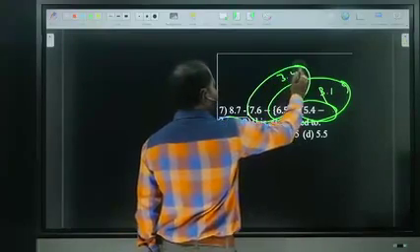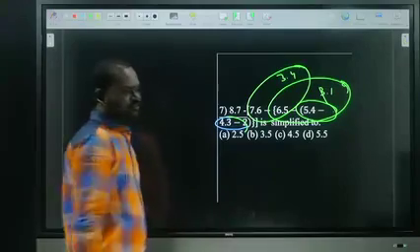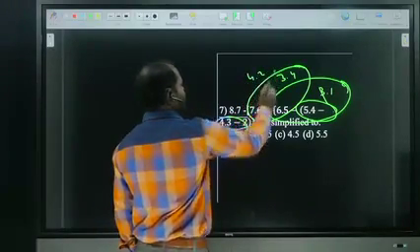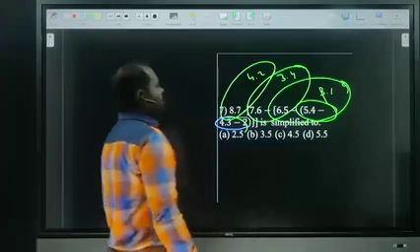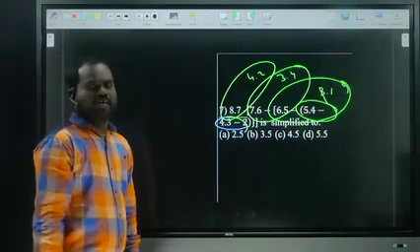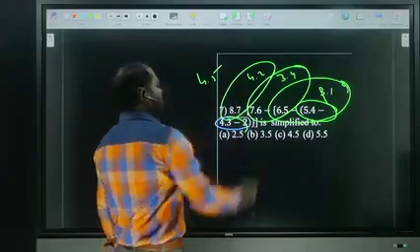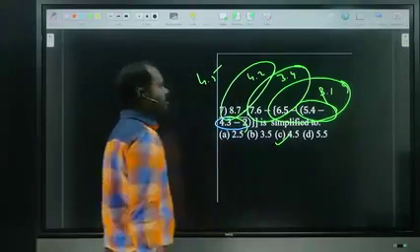7.6 minus 3.4, how much? 4.2. 8.7 minus 4.2, how much? 4.5. The answer is 4.5. Right?